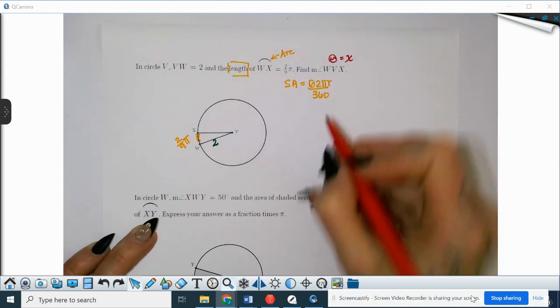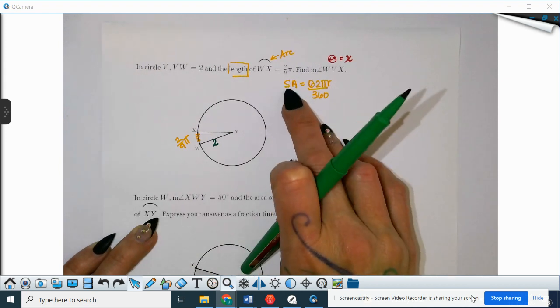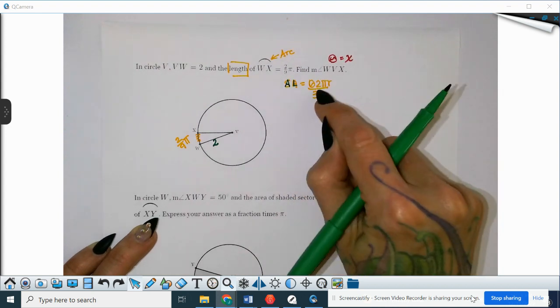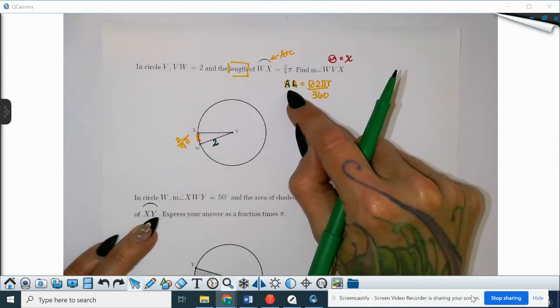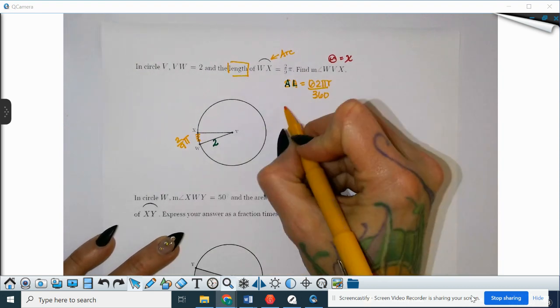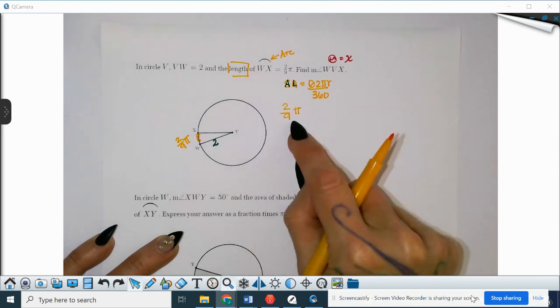So again, I just did area. Sorry. Arc length. So that should be AL. Arc length equals theta 2 pi r over 360. I just used the wrong letters. So arc length is going to be 2 over 9 pi because it says length of arc. It's 2 over 9 pi.